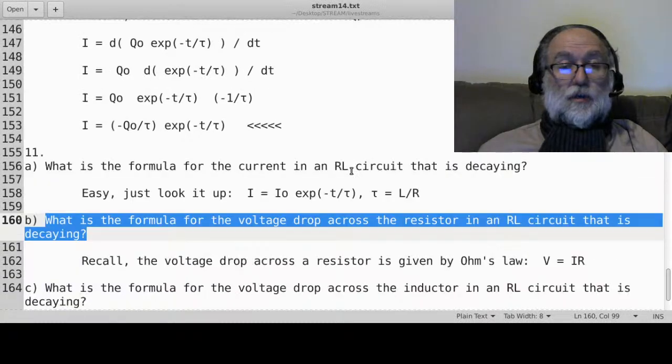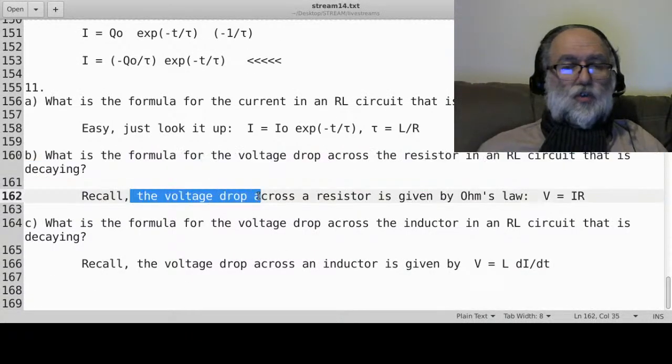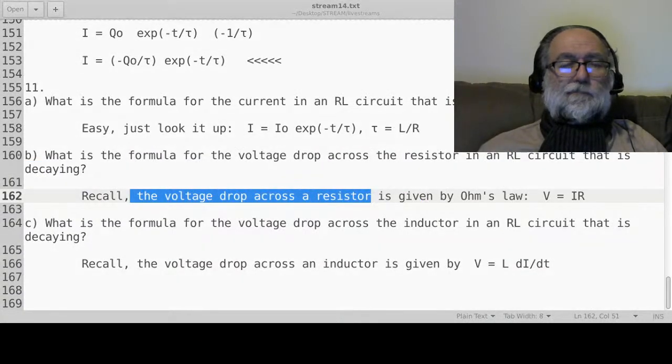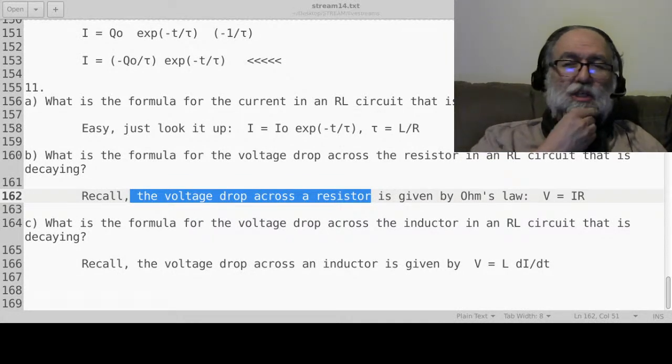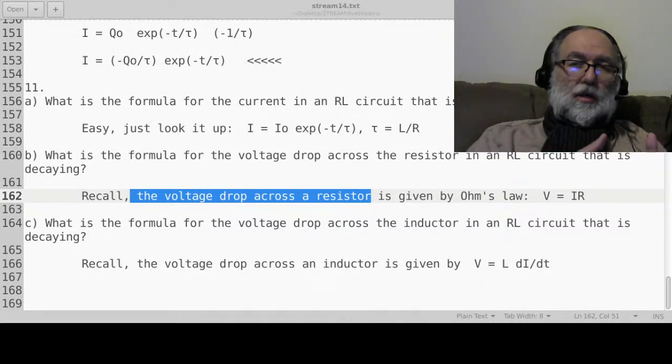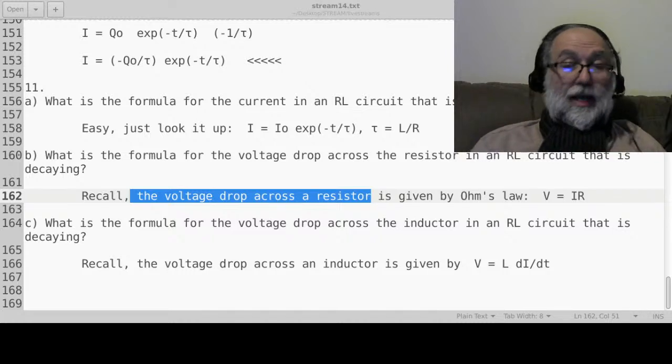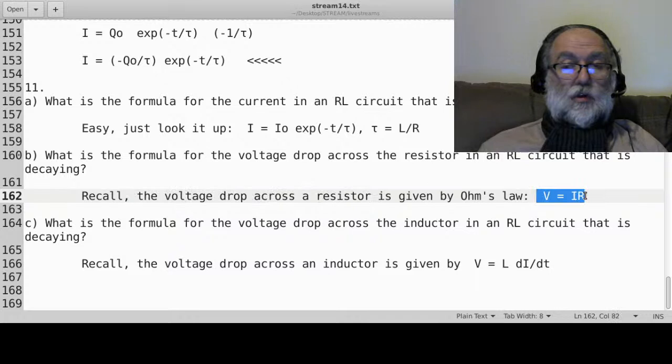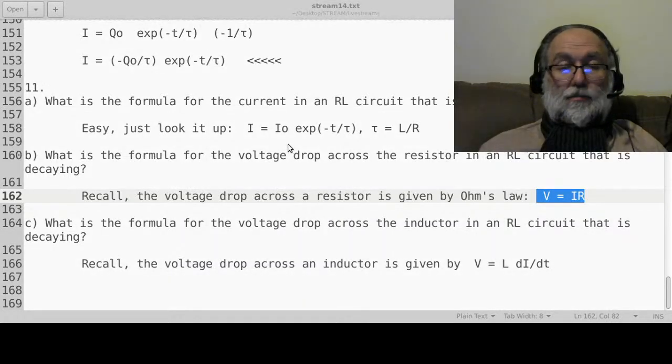Well, you say voltage drop across a resistor. Is there a relationship between voltage, resistance, and current? And the answer is yes. Obviously, it's Ohm's law. And so there you go. There is the voltage drop across the resistor.